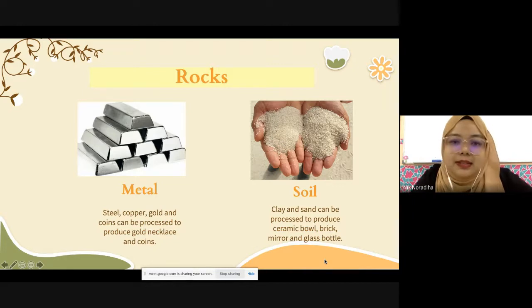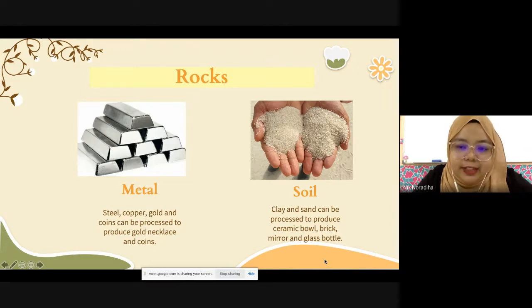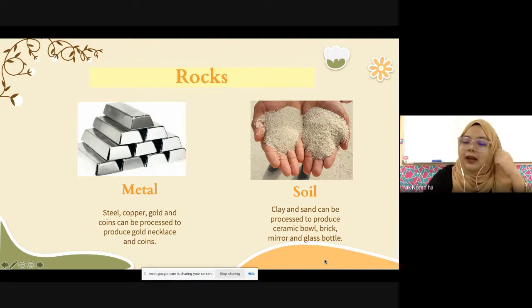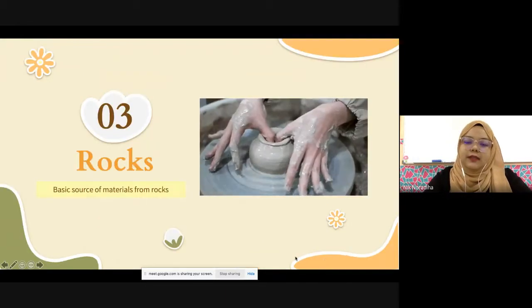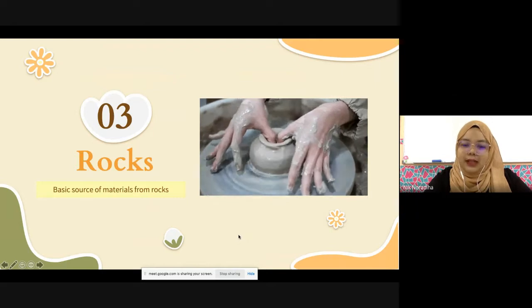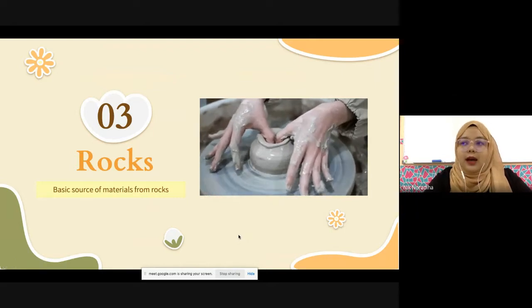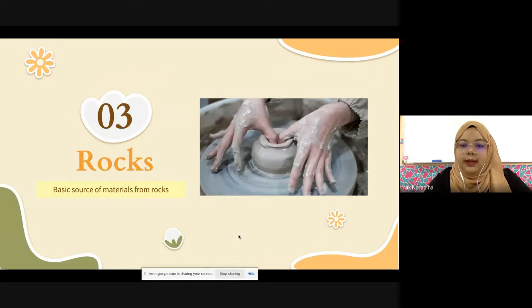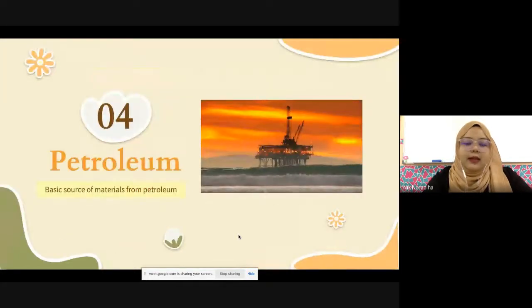Just now, you can see the answers in the chat box, some of you mentioned building. Okay, so ceramic bowl, bricks and mirror and also glass bottle, all of them are made up from sand or stone that they already processed. Okay, so clay, teacher already showed you a picture just now. Usually for pottery, they will use clay to make a cup or a vase. Okay. All right, last one.